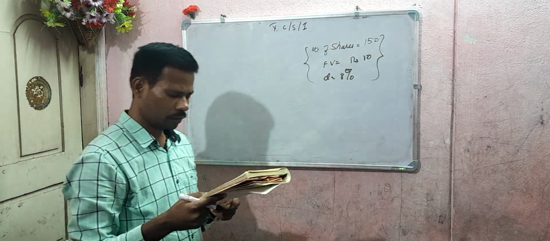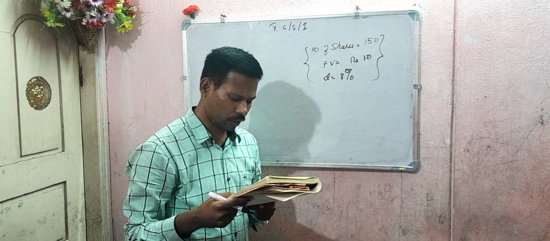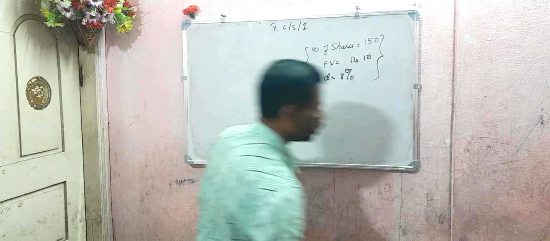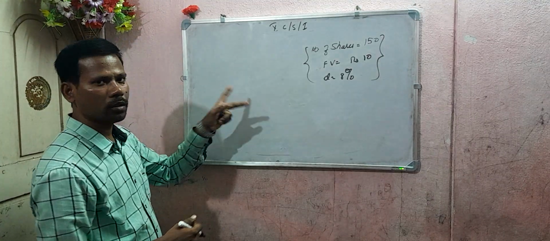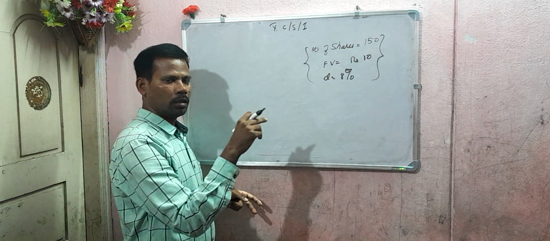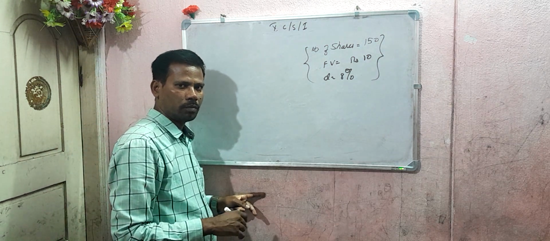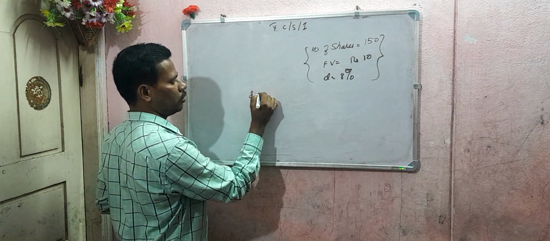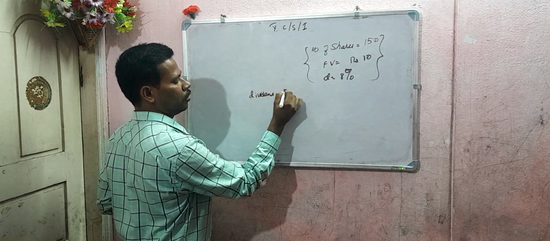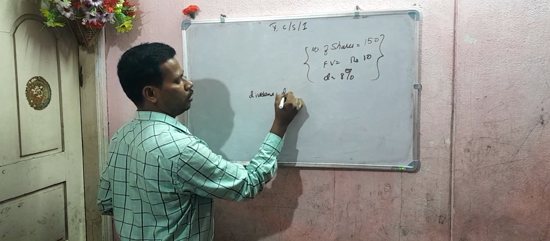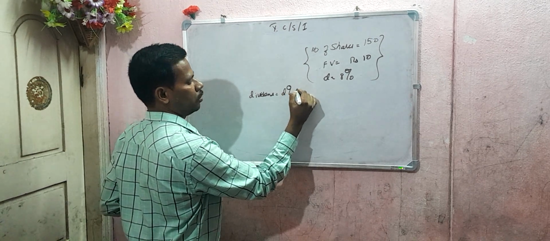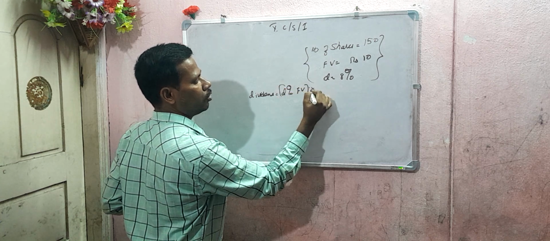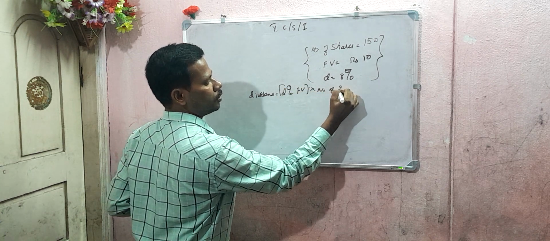What is being asked? Find the dividend received, the income. Dividend is nothing but income. Just now I have written one formula. Simply you need to plug in the values, that's it. Plug in means keep the values in it. Dividend is equal to percentage into face value into number of shares.